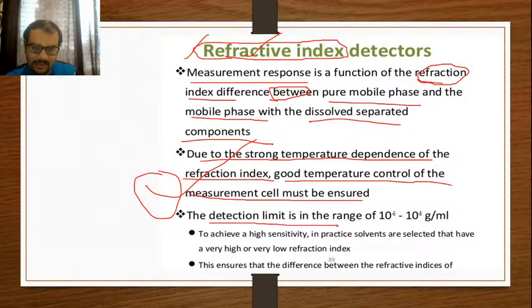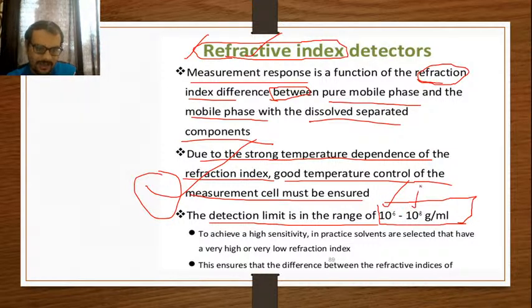The detection limit is in the range of 10⁻⁶ to 10⁻⁸ gram per ml. 10⁻⁶ is microgram and 10⁻⁸ is somewhere close to the nanogram, because nanogram is 10⁻⁹. So we can call it the refractive index sensitivity, or the detection limit will extend from microgram to nanogram. To achieve high sensitivity, in practice solvents are selected that have a very high or very low refractive index.